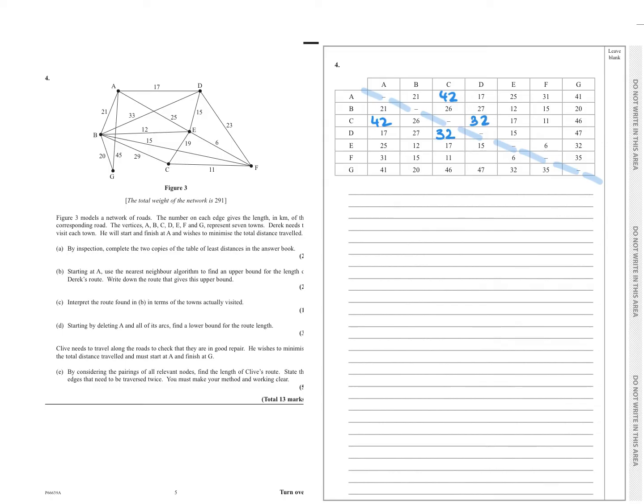Amazing. Now you can see, because this is by inspection, it is really hard to actually know if you're correct or not. You've just got to make sure that you've tried every route, and you can use a pen or a highlighter to help you.